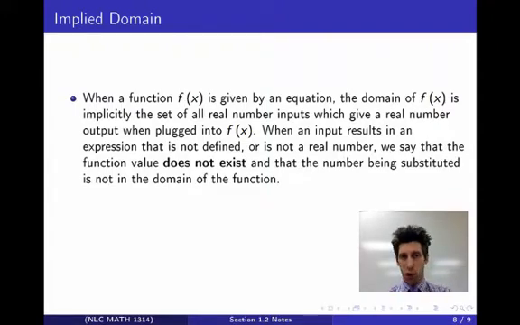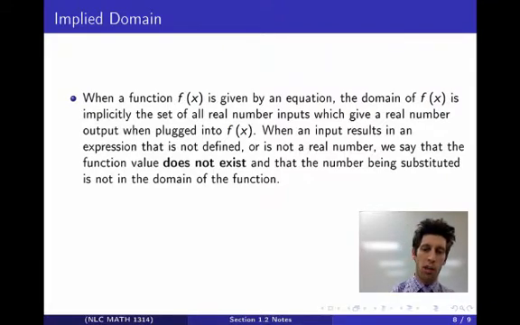This is sometimes called implied domain because nobody ever says what the domain is. It's implicit. When an input results in an expression that is not defined or is not a real number, we say that the function value does not exist and that the number being substituted is not in the domain of the function f of x. This all sounds very complicated, and the truth is it can be. For that reason, this subject gives a lot of people trouble all the way through this class and through the next few classes as well.